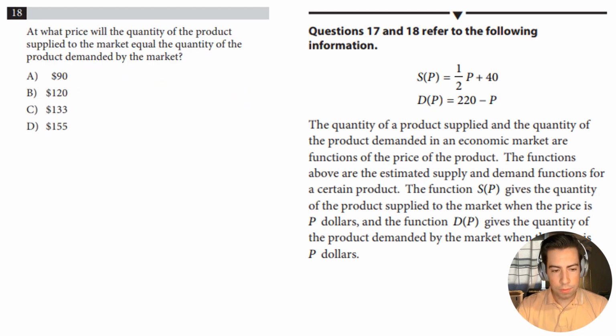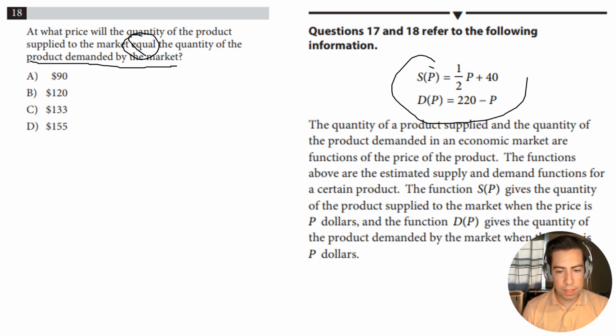Okay. All right, at what price will the quantity of the product supplied to the market equal the quantity of the product demanded by the market? Okay, so they say equal, so that's a huge giveaway here. So we want to know at what price the quantity of the product is going to be equal. So all I have to do is take these two equations and set them equal to each other. So let's go ahead and do that.